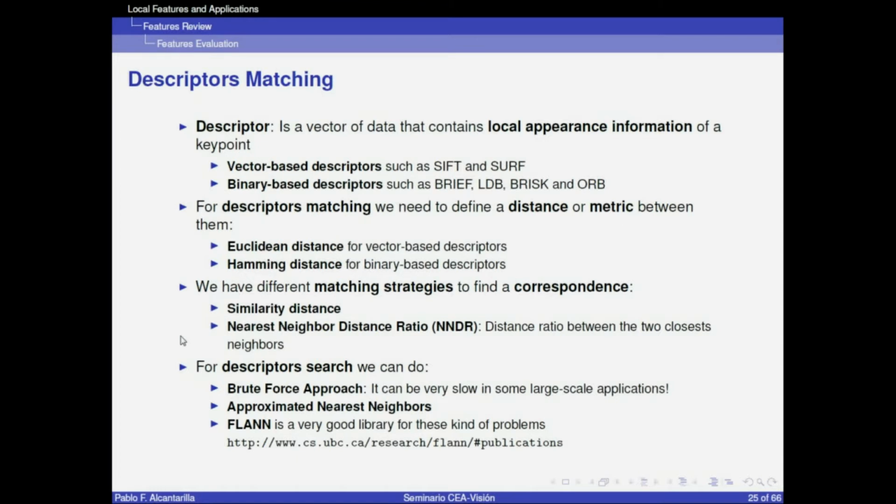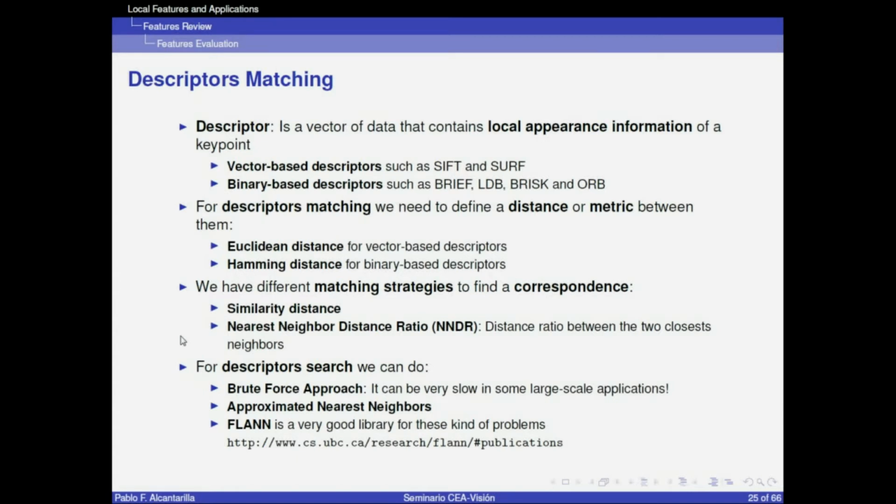For descriptor matching, we first need to define a distance or metric between them. If we use vector-based descriptors, we may want to use the Euclidean or L2 distance, and in the case we are using binary-based descriptors, we will use the Hamming distance, because this distance counts the number of bits that are different in two binary strings.